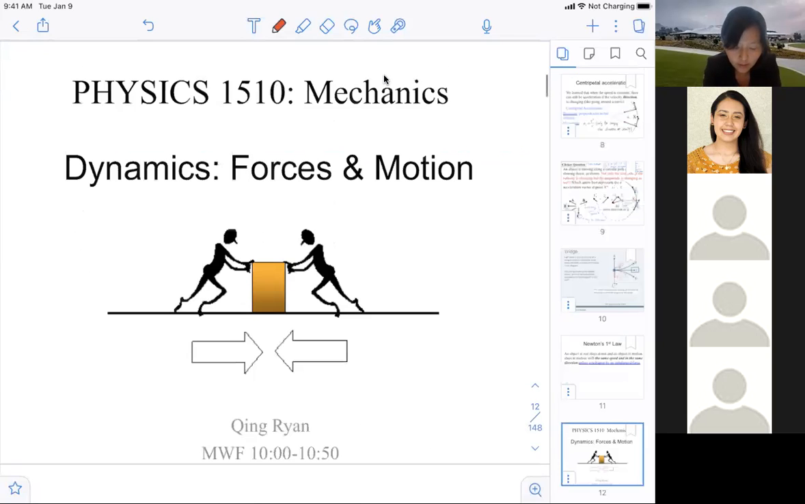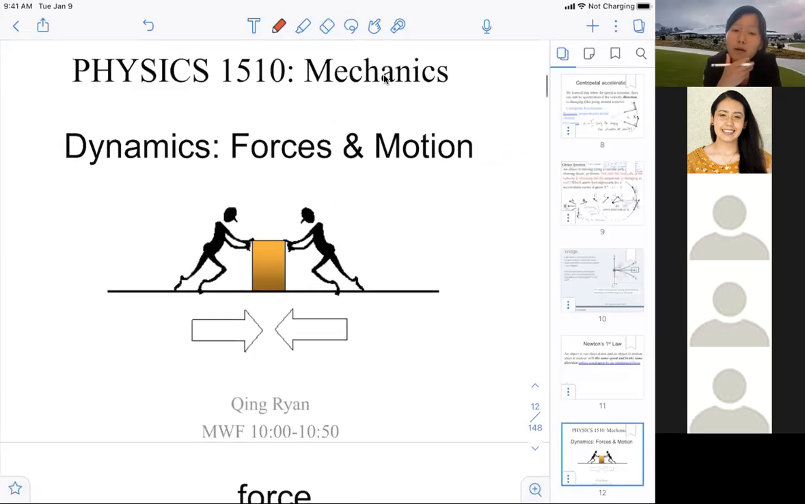Okay, so the second big topic of Newtonian mechanics of the semester is, first we studied motion. We looked at position, displacement, velocity, acceleration, right? And then we're going to look at the forces which are responsible for any changes in motion. So we're relating the forces and the motion together. This is what we're going to do in dynamics.